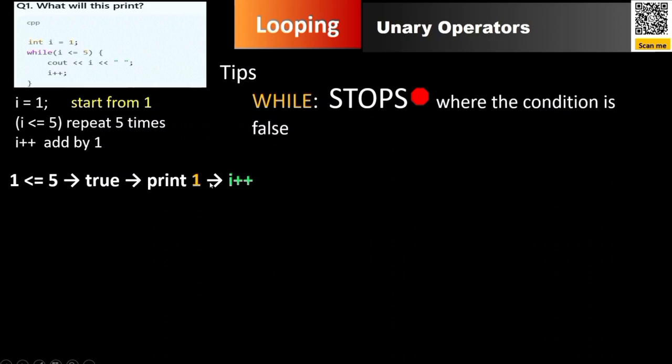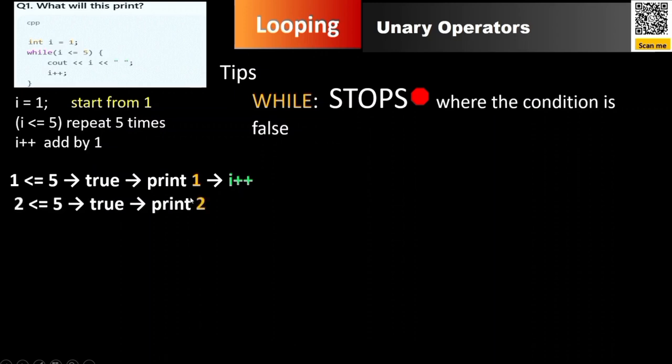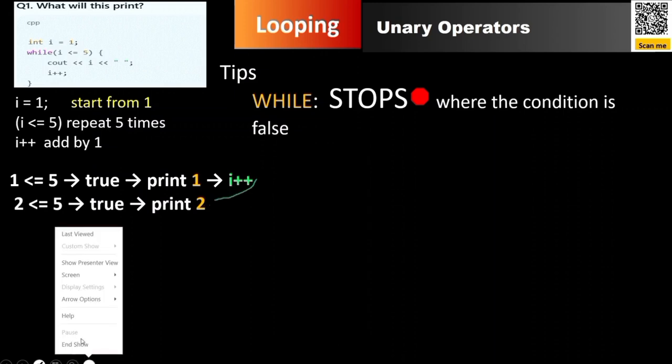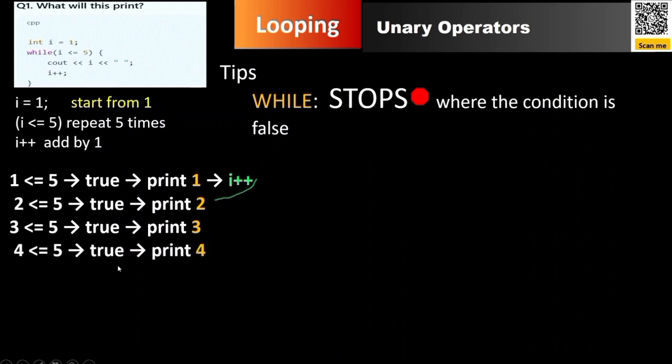After printing 1, the program has to add 1 by this post-increment statement. After adding 1 to 1, the output will be 2. I hope now you can get the concept. Let's go. Is 2 less than 5? Yes. Print 2. Then add. When you add 1, it will be 3. Is 3 less than or equal to 5? The statement is true, so print 3. Then add 1, it will be 4. Is 4 less than or equal to 5?